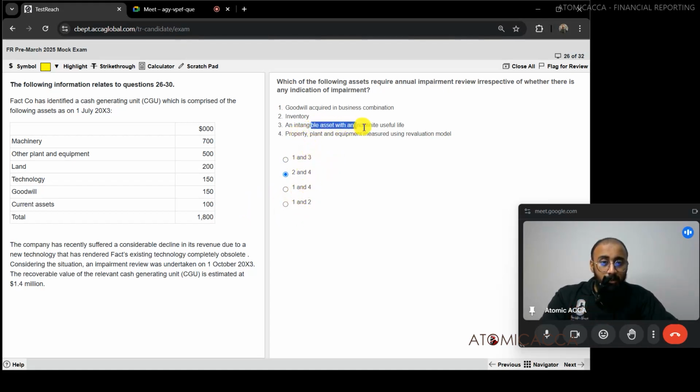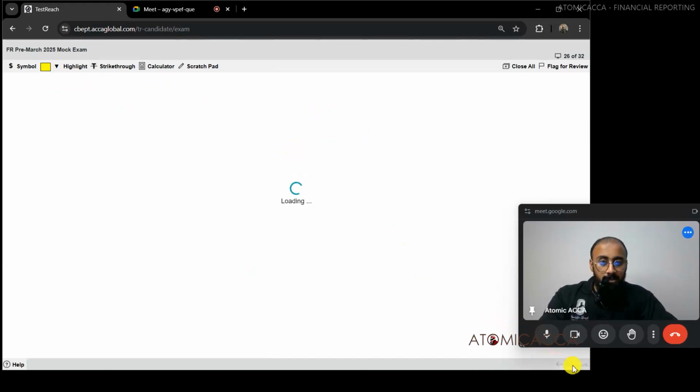An intangible asset with an indefinite useful life, correct. With those with finite life, we have to do amortization over the life. When it's indefinite life, we have to check for annual impairment review. So 1 and 3 is our answer. So by default 4 will become wrong. Property, plant and equipment measured using the revaluation model is only impaired if any indication is there. If not, you don't have to check for any impairment. So option 4 is not the answer. 1 and 3 will be your answer for this.